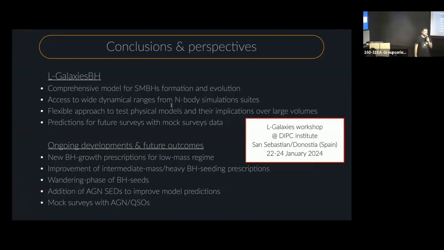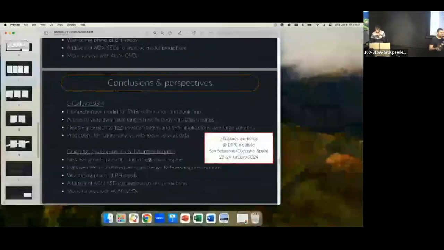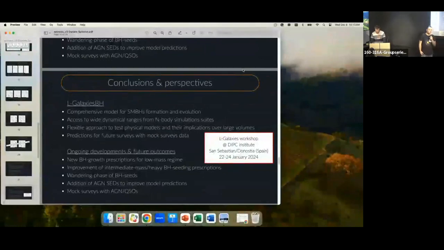Quick question too. You said you create mock catalogs. Is that all optical infrared, or do you also go to X-ray, radio? What sort of mocks are we talking about? That's a good point. So now the code has only SEDs for galaxies and emission lines. We are adding, in this period, the AGN SEDs, and that would go all the way from infrared to X-rays. So not yet there, but probably soon, hopefully.